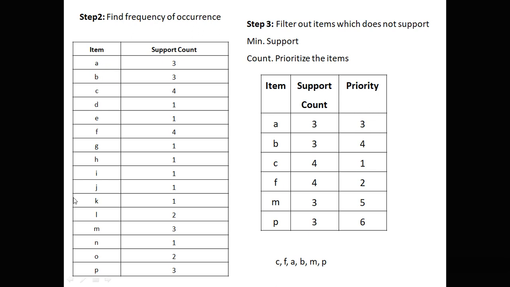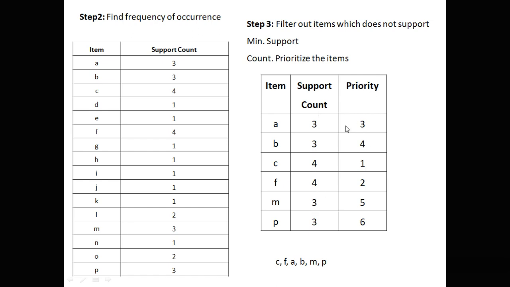The items are present from A to P. Their support count is there. As we are required to filter out the items which do not satisfy the criteria of support count, the remaining elements are A, B, C, F, M, P. All other items get excluded. These are the items with minimum support greater than or equal to 3.